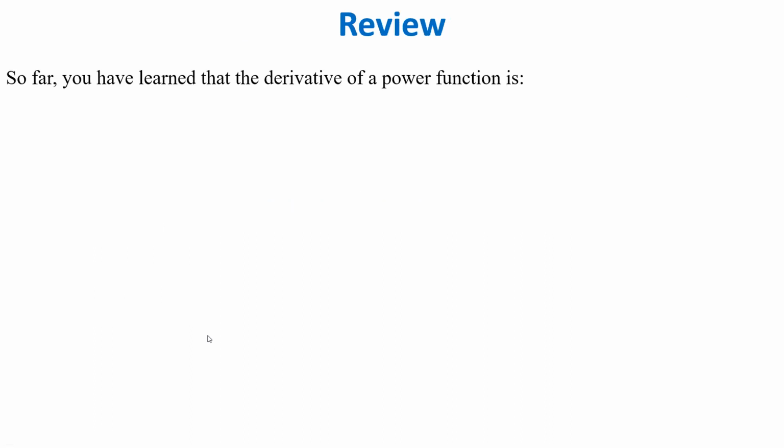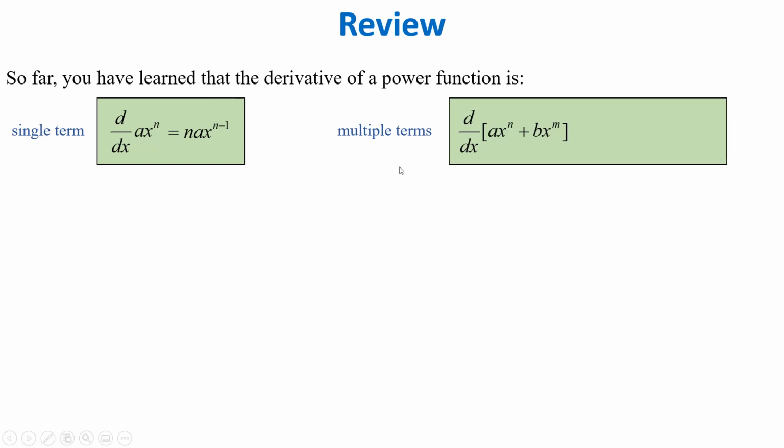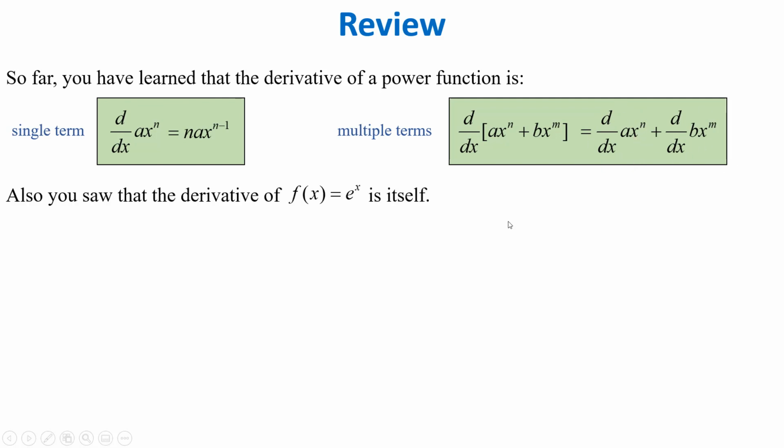And just to review, so far you've learned that the derivative of a power function, for a single term, a times x to the n, is n times a times x to the n minus 1 power. And for multiple terms, to take the derivative of, let's say, a times x to the n plus b times x to the m, because these could have different powers and different coefficients, all you would do is take the individual derivatives of each term. And also so far, you've seen that the derivative of e to the x is itself.